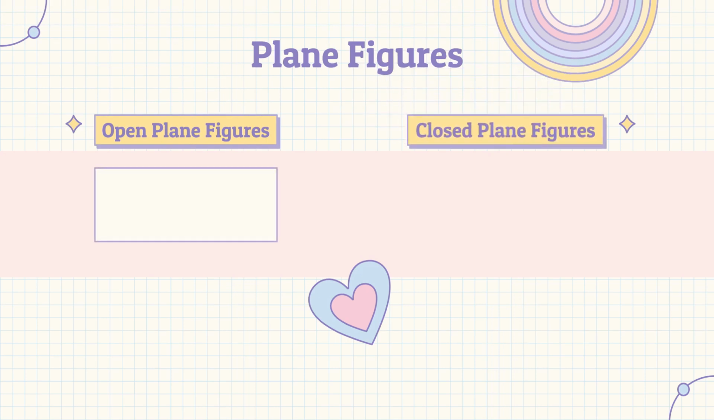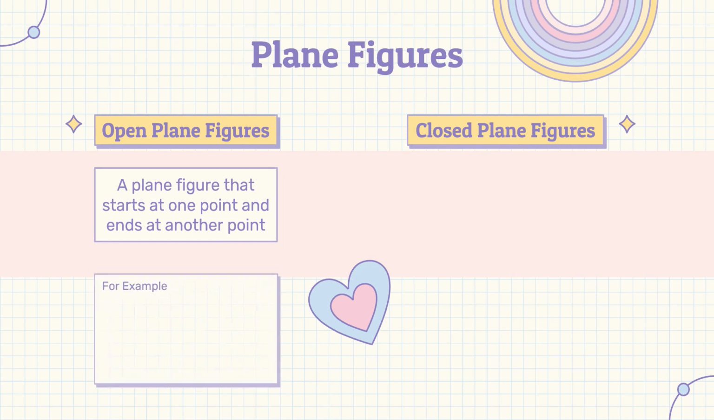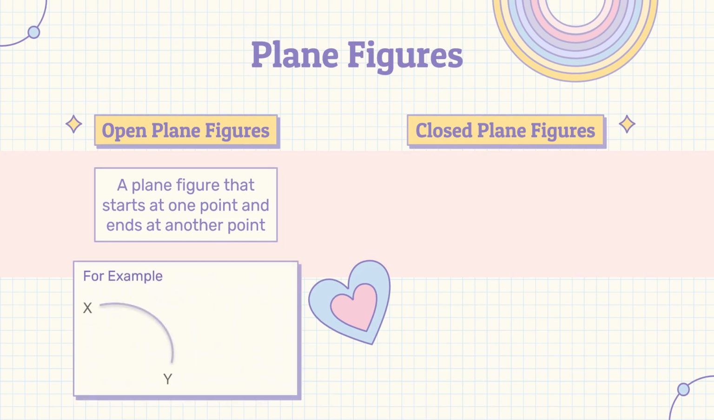The first, open plane figure, starts at one point and ends at another point. For example, this curve begins at the point X and ends at another point Y. Open plane figures are not always drawn with curved lines. We can use straight lines also to draw an open plane figure, as in this example, which begins at the point A and ends at the point B.